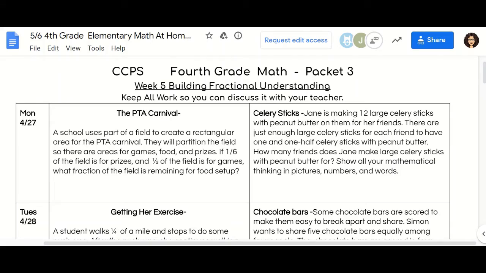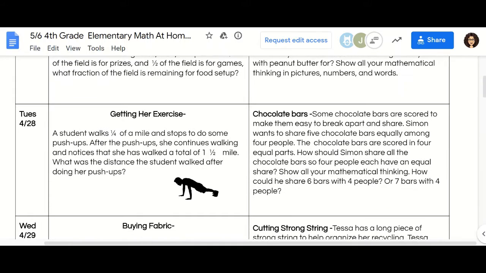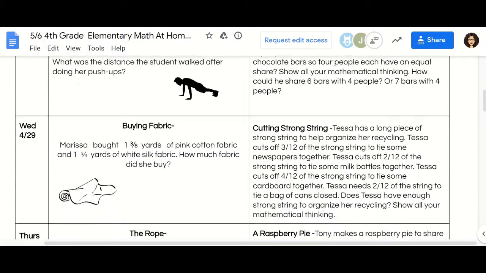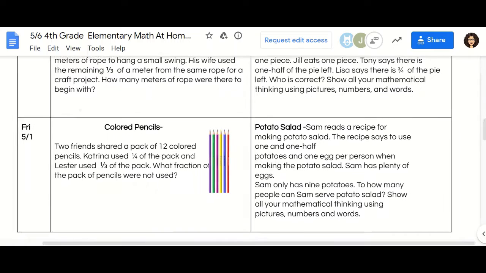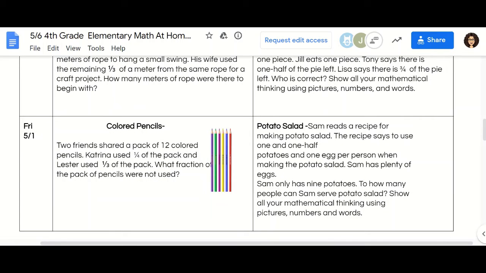So here's the math packet for week 5. You'll see the main theme is fractions, which I love. Me too. Don't forget that a lot of these problems have a lot of reading comprehension. So slow it down, use pictures, whatever you need to do to make sense of these. And some ask multiple questions at the end, so make sure you answer all parts.